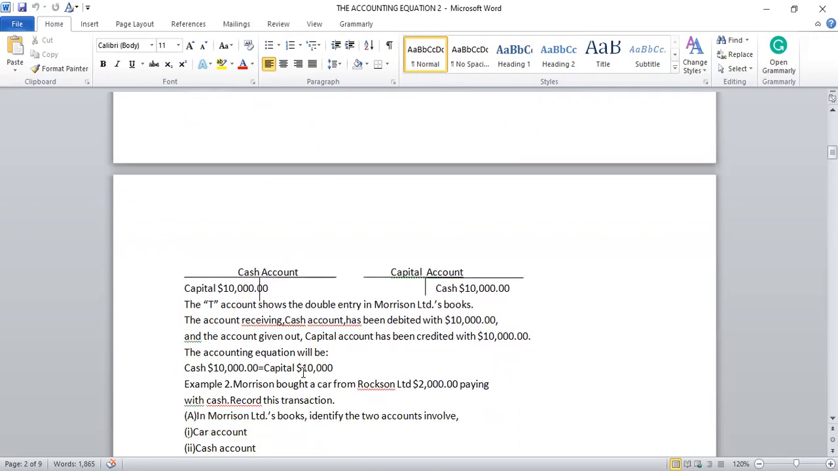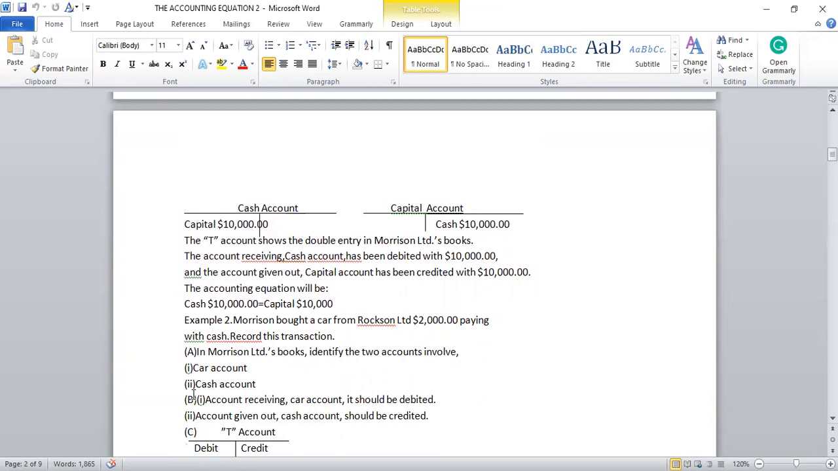Okay, let's look at more examples. Example 2: Morrison bought a car from Roxy Limited for $2,000, paying with cash. Record this transaction. So we apply the same double entry principle. The first step is A: in Morrison Limited books, identify the two accounts involved. And the two accounts involved are I, car account, II, cash account.